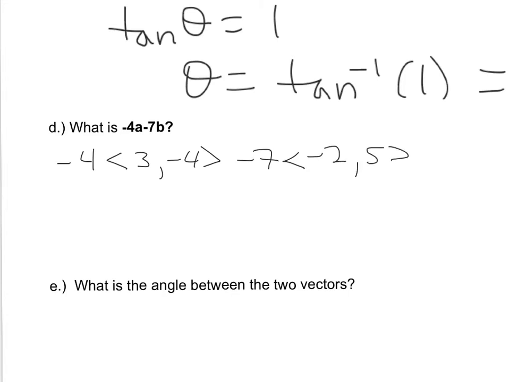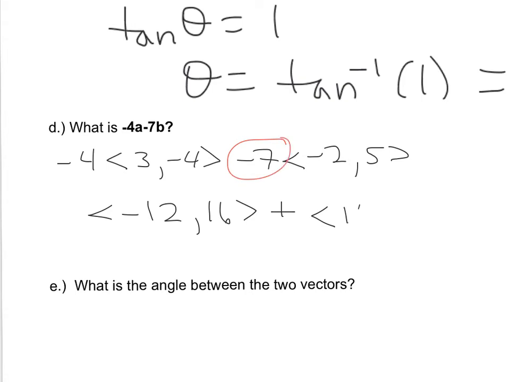Now you can do this lots of ways, but I'm going to multiply the first one by negative 4, multiplying each component by negative 4. So that's negative 4 times 3, which is negative 12. Negative 4 times negative 4 is positive 16. And here I'm going to multiply everything by negative 7 and then just add the vectors. So I'm basically distributing, multiplying everything by this whole value.